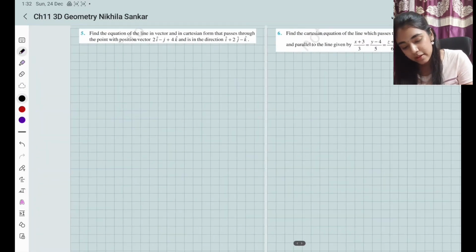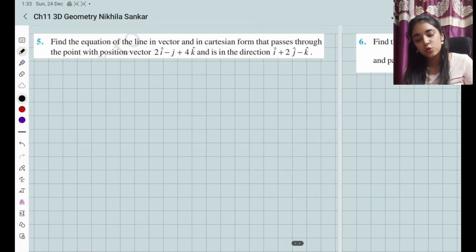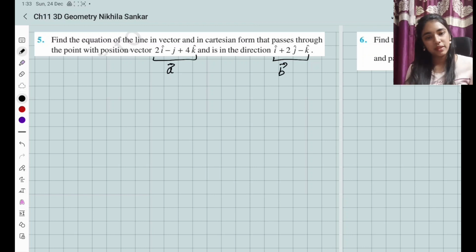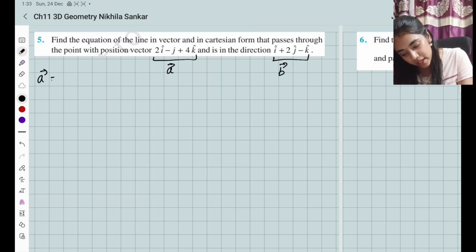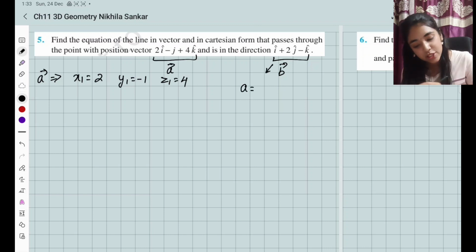Question number 5. Find the equation of the line in vector and Cartesian form that passes through the point with position vector. Passes through the point na, this is going to be my a vector and in the direction of அப்படினா இது parallel இல்லையா. So this is going to be the b vector. Okay. So இப்போ a vector லேந்து நமக்கு என்ன தெரியும்? We can find out x1 equals 2, y1 equals minus 1 and z1 equals 4. A லேந்து இதை கண்டுபிடிக்கலாமா? இப்போ b லேந்து என்ன கண்டுபிடிக்கலாம்? I can find out the direction ratios which are going to be a equals 1, b equals 2 and c equals minus 1. இது கண்டுபிடிச்சாச்சு.